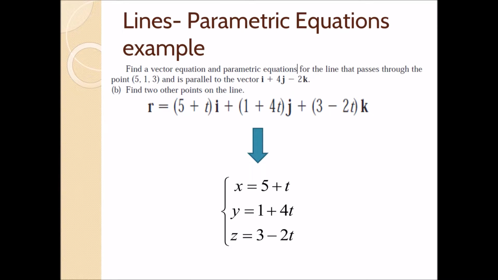Now for an example dealing with parametric equations, you have the question: find a vector equation and parametric equation for the line that passes through the point 5, 1, 3 and is parallel to the vector 1i, 4j, and negative 2k. You can plug in the values to get the parametric equation of x equals 5 plus t, y equals 1 plus 4t, and z equals 3 minus 2t.